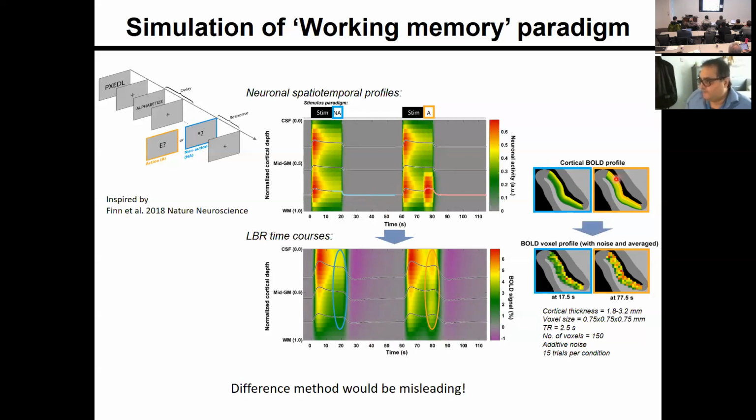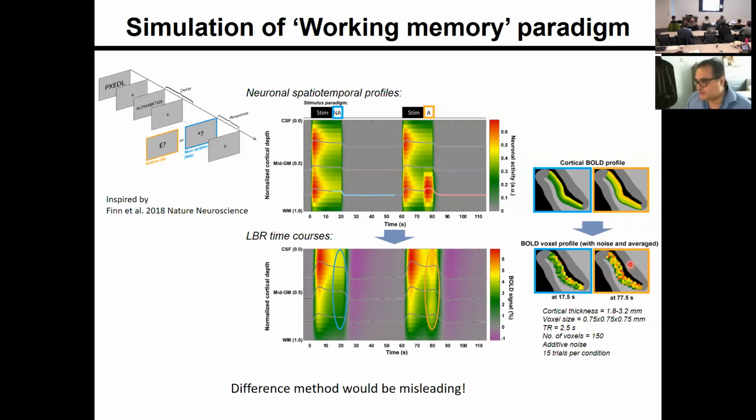Now, if you take this profile and then make a cortical profile, because we want to know whether we can invert this model and get our original neural activity. So we have our BOLD signal profile for the 2 conditions. We then add some noise and we create some voxels based on binning, and then we create something that would resemble how a measurement would be done.